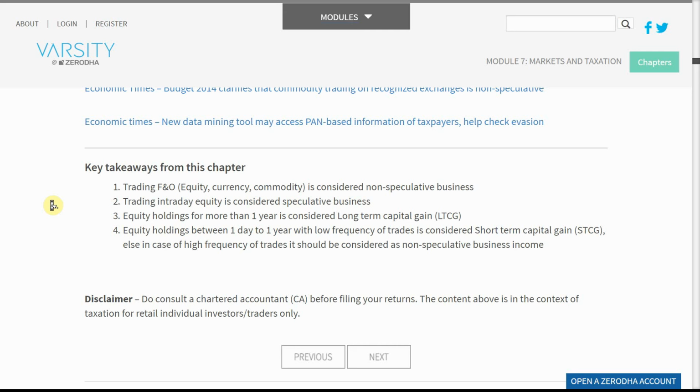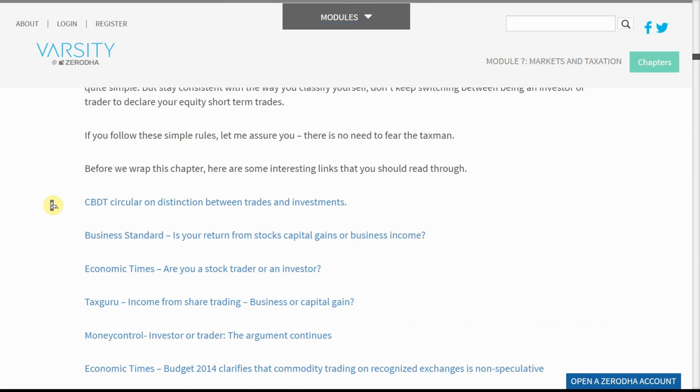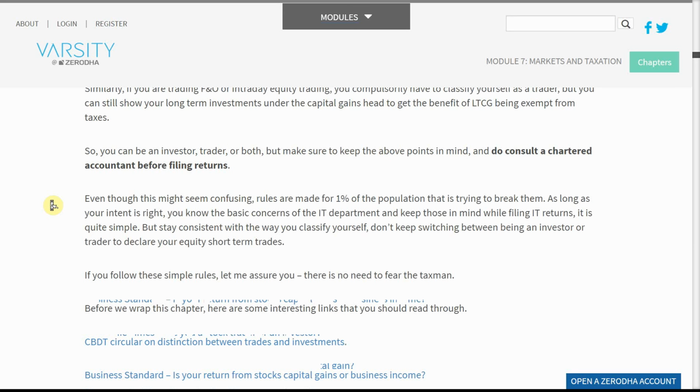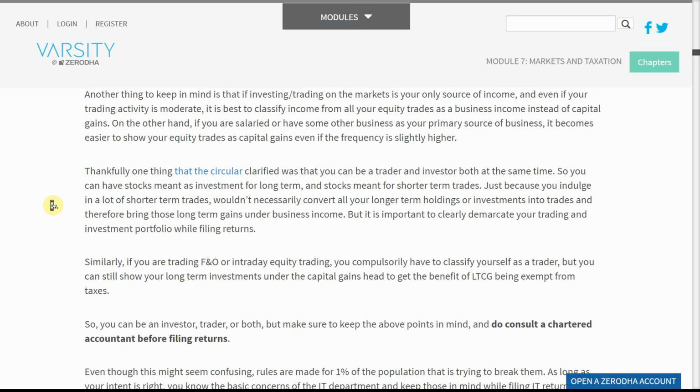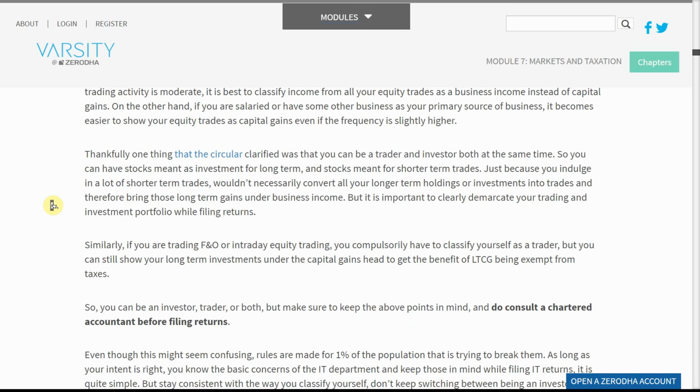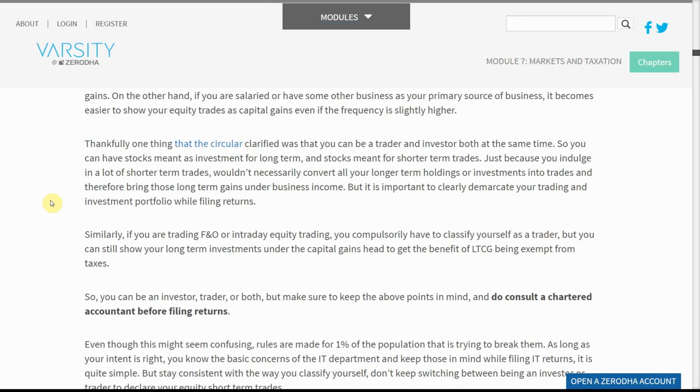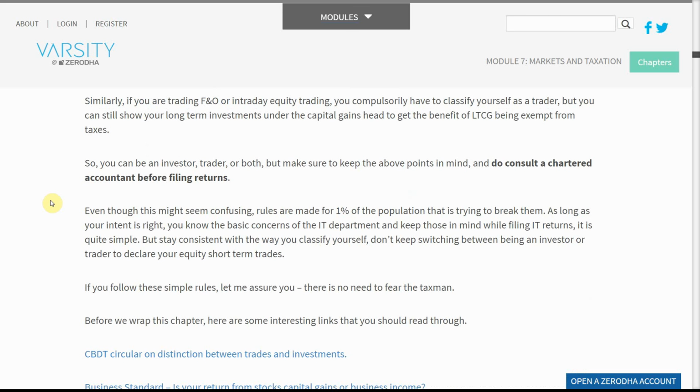Even though this might seem confusing, rules are made for 1% of the population that is trying to break them. As long as your intent is right, you know the basic concerns of the IT department and keep those in mind while filing IT returns, it is quite simple. But stay consistent with the way you classify yourself. Don't keep switching between being an investor or a trader to declare your equity short-term trades. If you follow these simple rules, let me assure you, there is no need to fear the tax man.